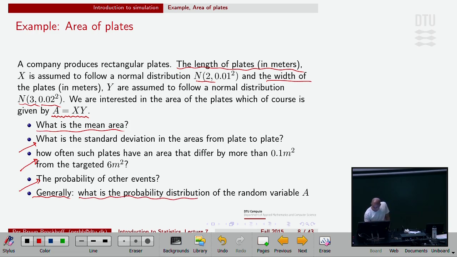What is really the probability distribution? Can I find the density or the distribution function for the A variable? I know it for the x, I know it for the y, but what is it for the A? A is a nonlinear function of x and y. Such transformation rules exist, theoretical rules. You have to take the probability class 02405 to learn about those and to learn how to use them. It's a pretty mathematical course.